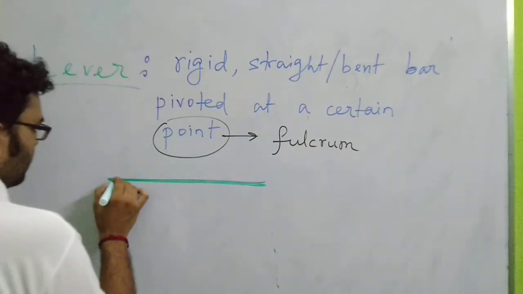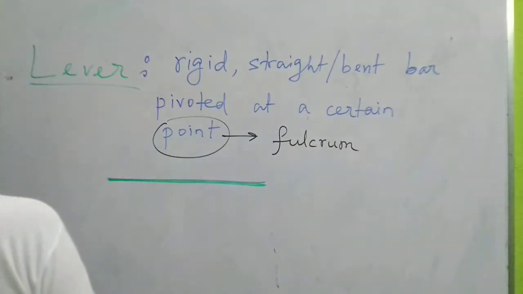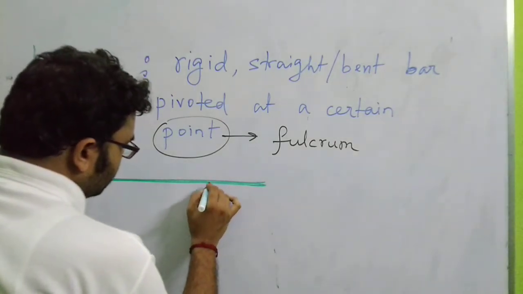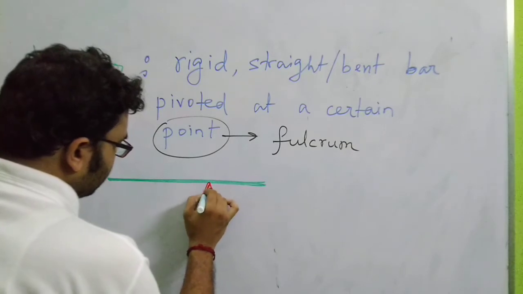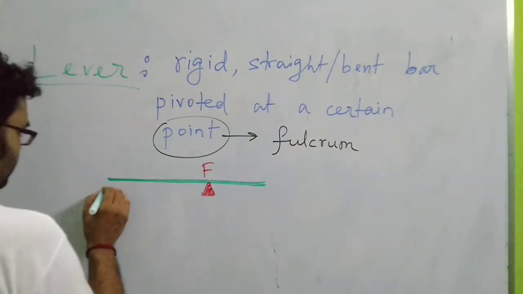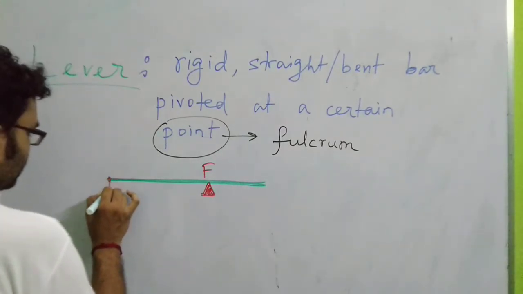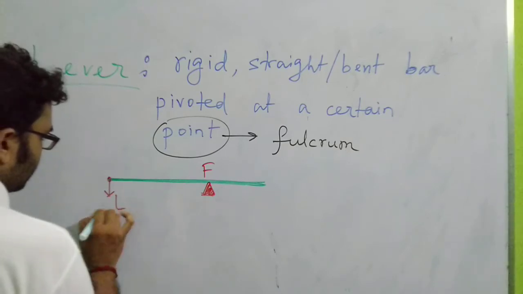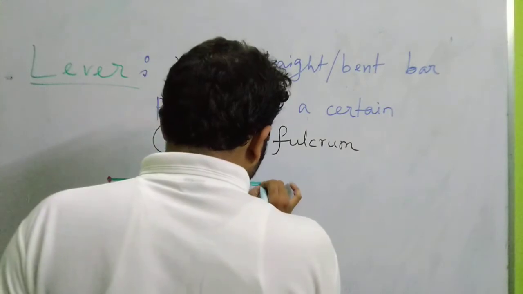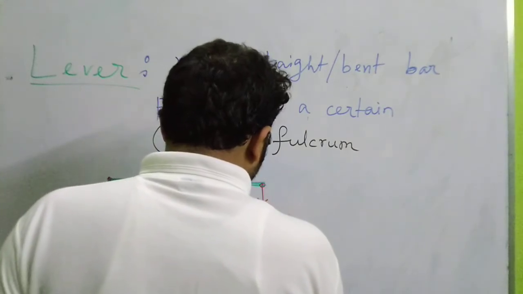Now, somewhere in this straight bar, the lever will be pivoted. Let us consider that it has been pivoted at a point like this. This is the pivotal point, and this point is referred to as the fulcrum. So this is the fulcrum of the lever. And at a certain point, you overcome the load. That point can be regarded as the load point, and this is denoted by the letter L. And at a certain point, you apply the effort, and that point can be regarded as the effort point.